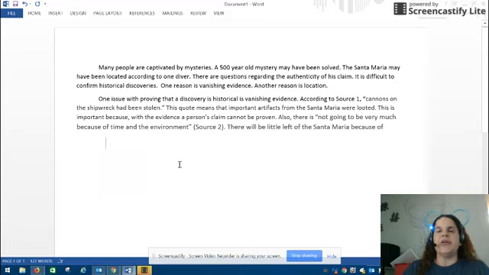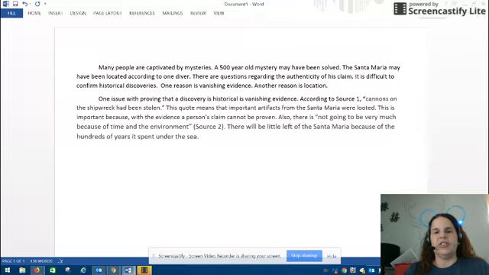Okay, your explanation has something to do with there won't be much wreckage left because it's underwater and it's been hundreds of years. So make that into a sentence. Okay, there will be little left of the Santa Maria because of the hundreds of years spent under the sea or underwater. Okay, perfect. I just kind of thought of an example, being more specific with how much time. We know how much time, hundreds of years, and the environment. Remember, it was under the water. It wasn't in space. It wasn't in the desert.